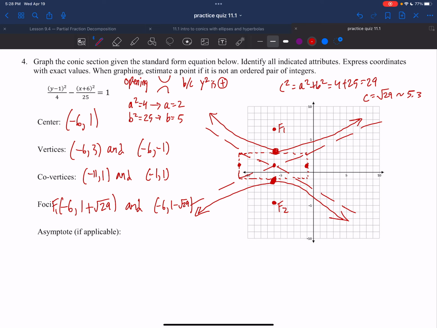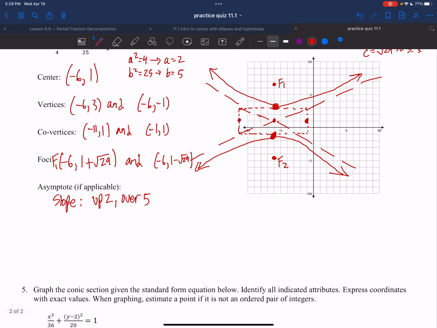And then what are my asymptotes? Well, you just got to do rise over run. From the center, it looks like up 2 over 5. So up 2 over 5. Slope is up 2 over 5. That means your equation, right, is y minus the center 1 equals the slope 2 over 5, and it's a plus or minus because I have a positive slope and a negative slope, and then it's x minus 5. Or I'm sorry, x plus 6. And there you go.